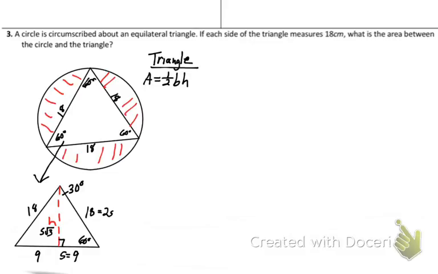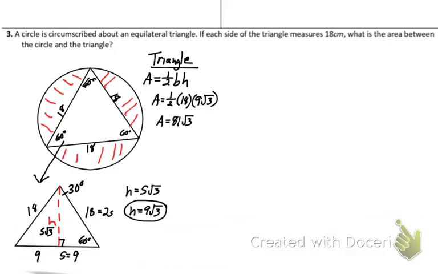All right, then our height is going to be our S square root of 3. Well, my S is 9, so maybe I'll just write that off to the side. H equals S square root of 3. My S is 9, so my H equals 9 square root of 3. So the area of my triangle is going to equal half my base, which is 18, times that 9 square root of 3. Half of 18 is 9. 9 times 9 is 81. So the area equals 81 square root of 3.